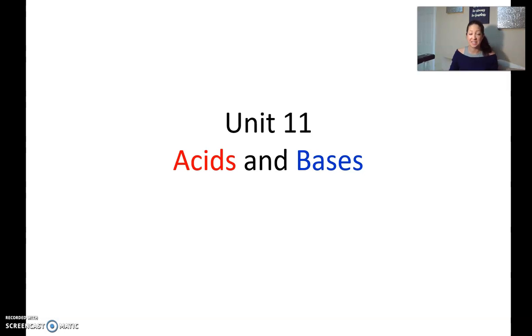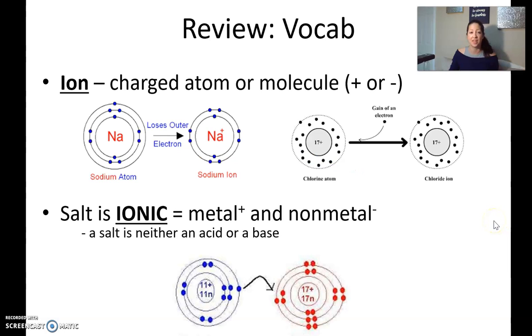Before we go into acids and bases, let's review a few topics that are going to be important in this unit. First is ion. Any atom or molecule that gains or loses an electron has a charge. So a charged atom or molecule is an ion. Remember, a sodium atom comes from the left side of the periodic table, so that's a metal. It's going to lose an electron and have a positive charge because it lost something negative. So it becomes a sodium ion.